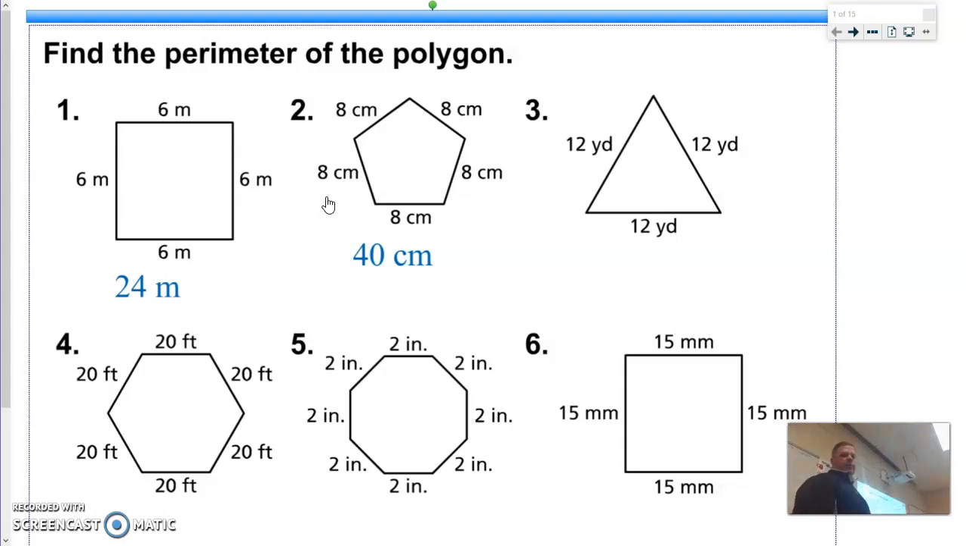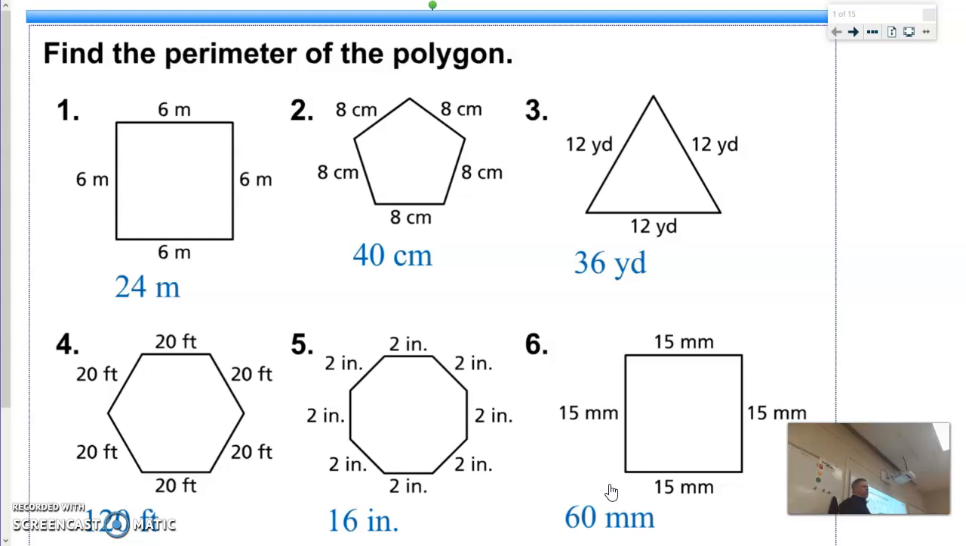Number 3, Finley. 36 yards is correct. Number 4. Not 160, but 120 feet. Nice work. Number 5. 16 inches. Excellent. And Santiago? 60 millimeters. Okay? So these all deal with perimeters, which again, as a reminder, it's the outside that we add up.